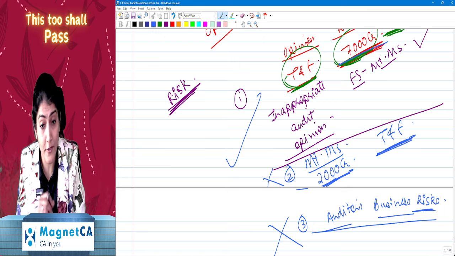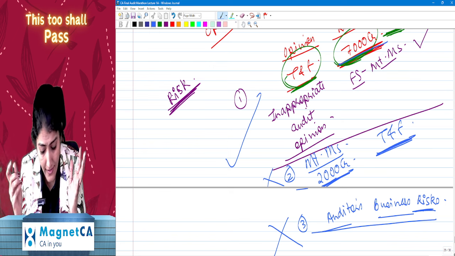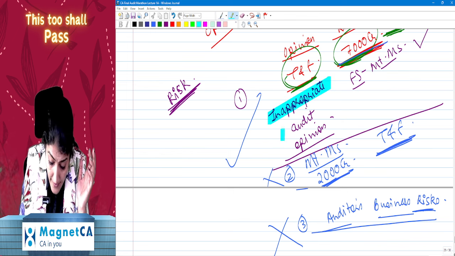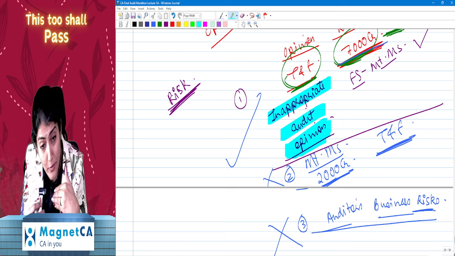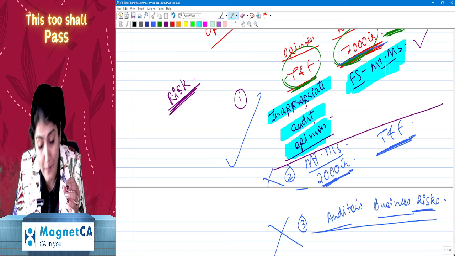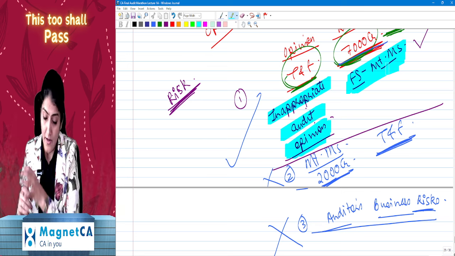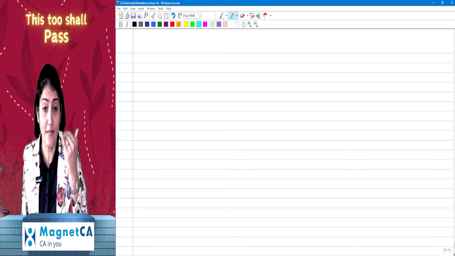Once, please say the definition with me. What is audit risk? The risk that the auditor expresses a wrong audit opinion, an inappropriate audit opinion, when the financial statements are materially misstated. When the financial statements are materially misstated.